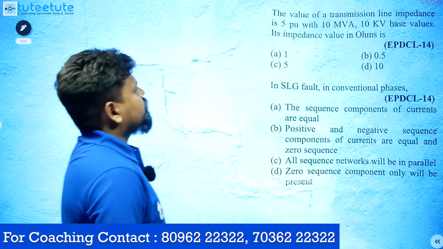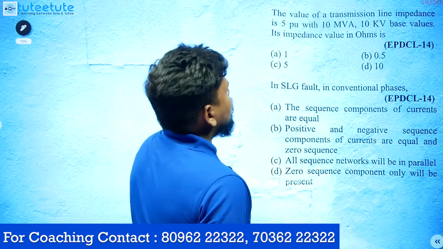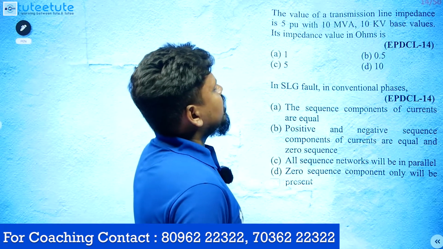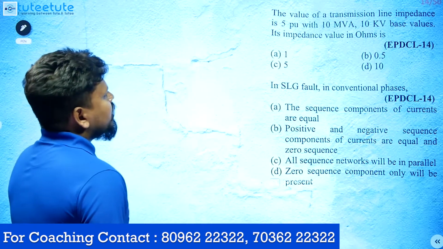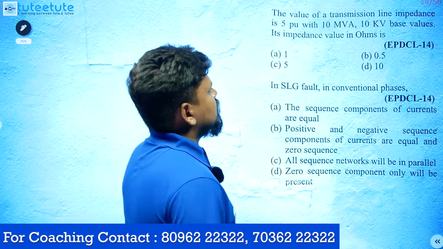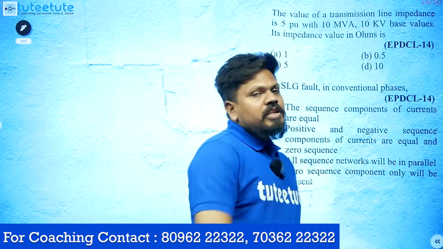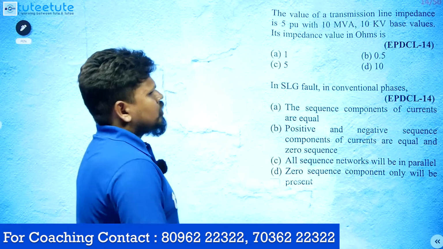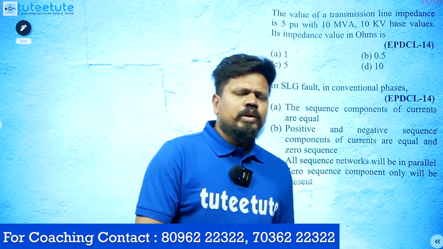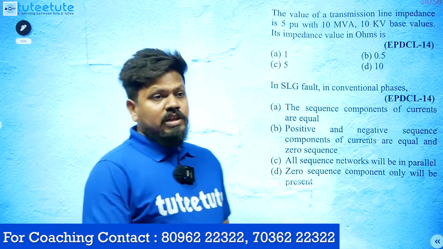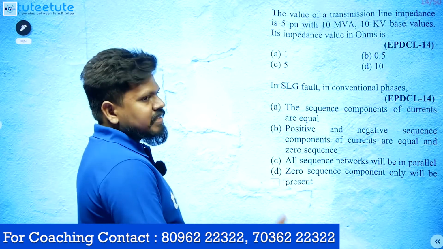So next question. The value of transmission line impedance is 5 per unit with 10 MVA, 10 kV base values. Its impedance value in ohms is what they are asking. This one comes under Eastern Power Distribution Company Limited, so now it is in Andhra. In Eastern Power they will be recruiting, for the Eastern districts, not states.